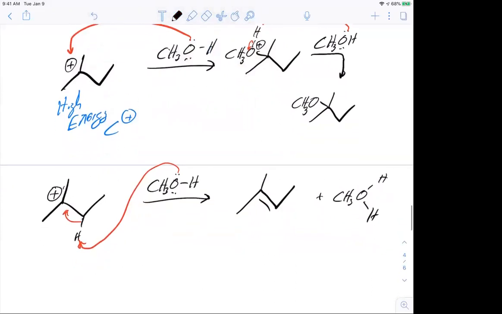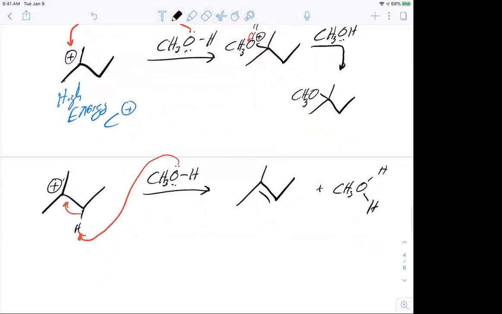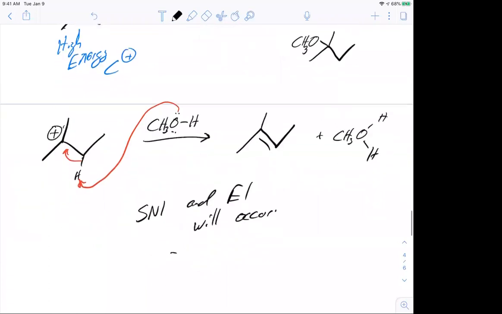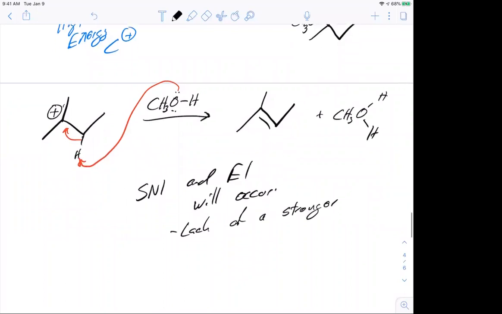Now, in this case, since I didn't add a really strong base, both substitution and elimination will occur because of the lack of a strong base. So if I had put methoxide in there, SN1 products will be favored over E1. And think favored, not eliminated.